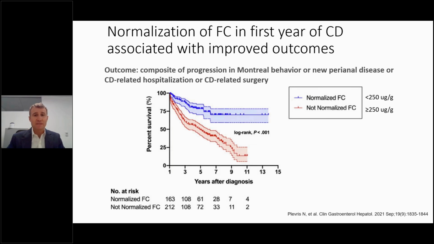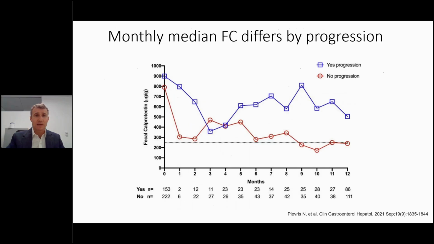And what they found is that people who normalized their fecal calprotectin actually had lower rates of disease progression. And that was defined by a change in disease behavior, development of new perianal disease, hospitalization or surgery, as compared to those who did not normalize their fecal calpro. So that early first year trajectory of fecal calprotectin may be able to prognosticate the long-term outcomes as well.